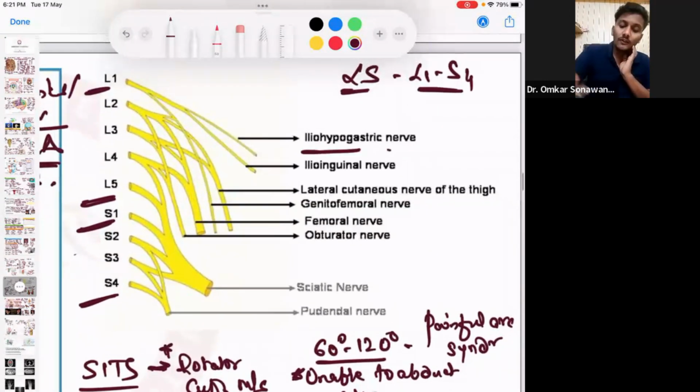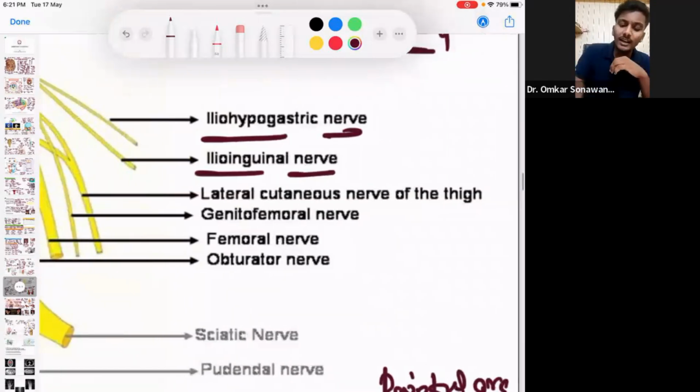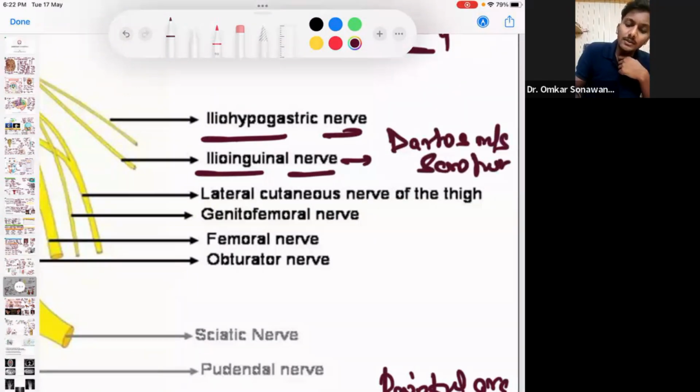First is the iliohypogastric nerve. Second is the ilioinguinal nerve. And this ilioinguinal nerve will innervate the muscles of scrotum. And muscles of scrotum have a specific name. These are known as the Dartos muscles. So Dartos muscles of scrotum are innervated by the ilioinguinal nerve. कोई दिक्कत नहीं है इसमें.